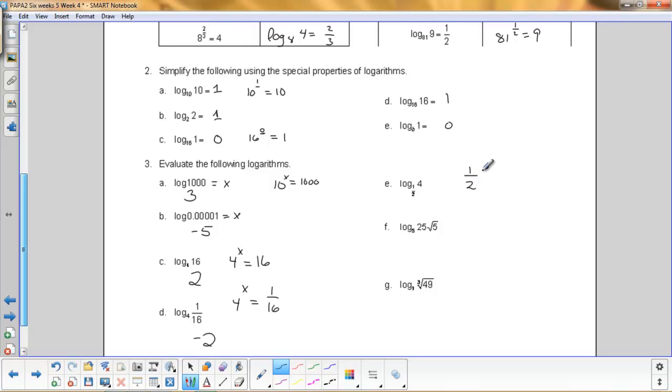1/2 to the x power equals 4 is the way you would evaluate this one. And you'll notice now I've turned a fraction back into a whole number. What does it take to turn the 2 into a 4? That's got to be -2.